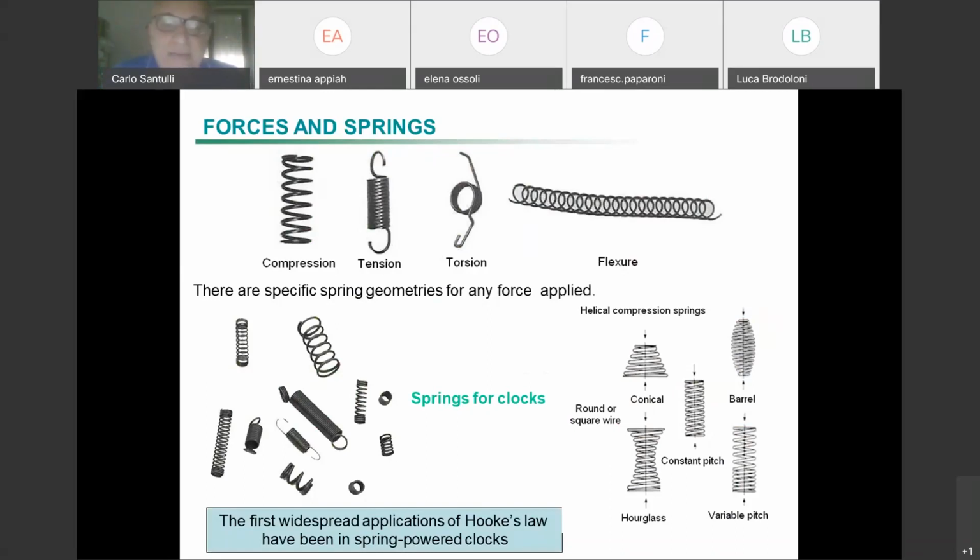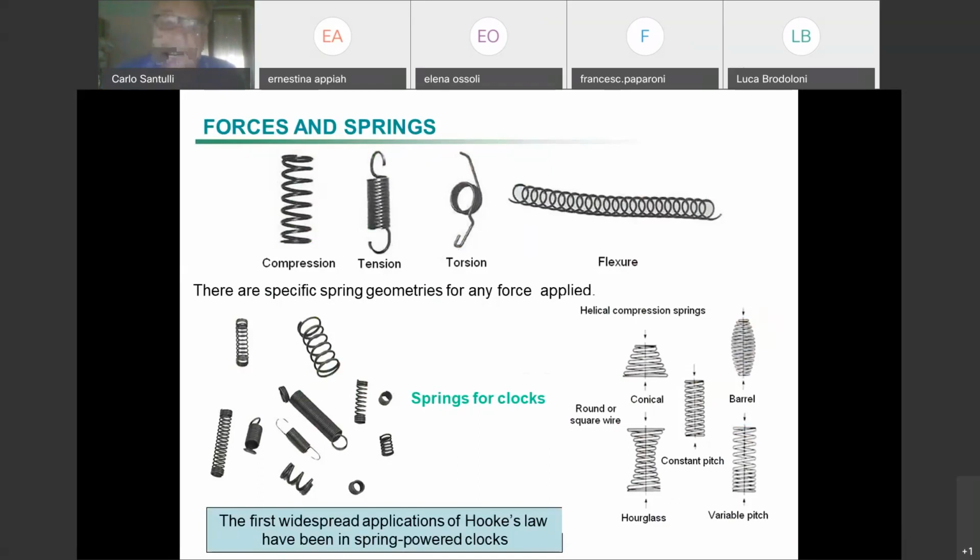And in fact, there were a number of springs to make the clock work more effectively, because there was a connection between the kind of force you have to give to the spring and the geometry of the whole clock. They tended to be compression springs, but there have also been some tension springs and also some flexural springs. So there was an interesting correlation between springs for clocks and the forces applied.